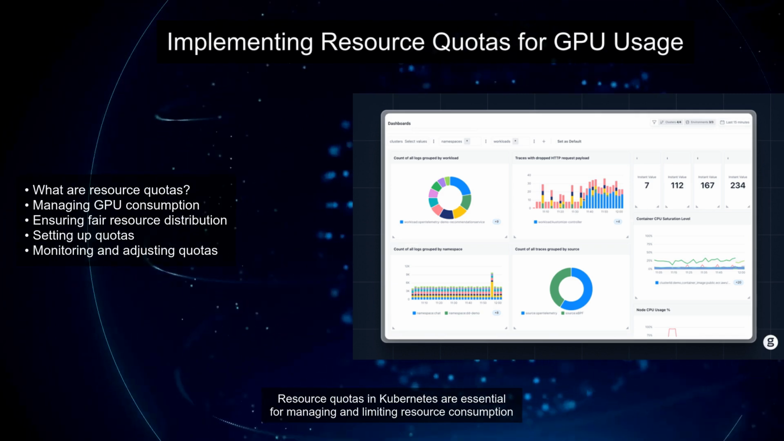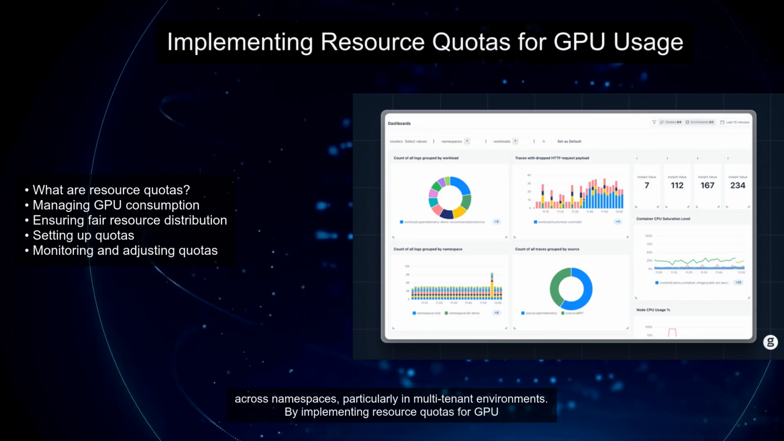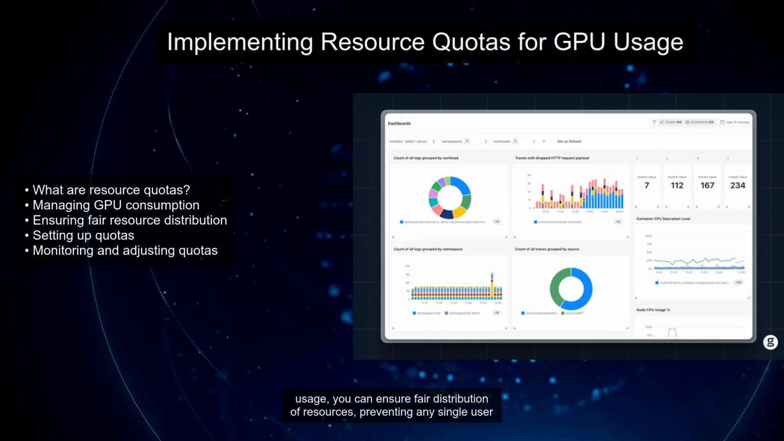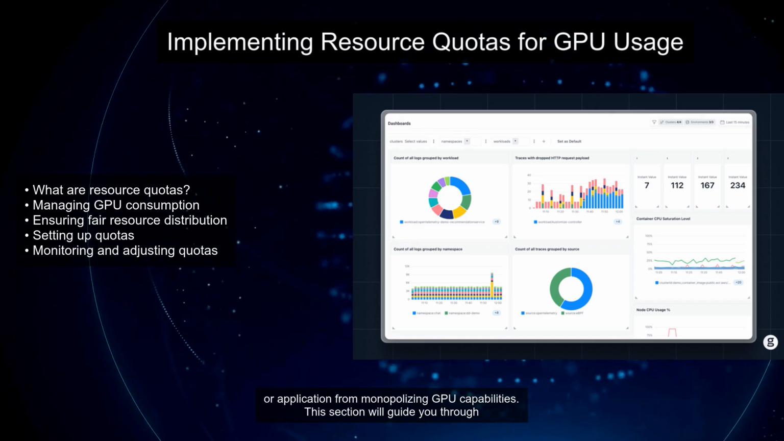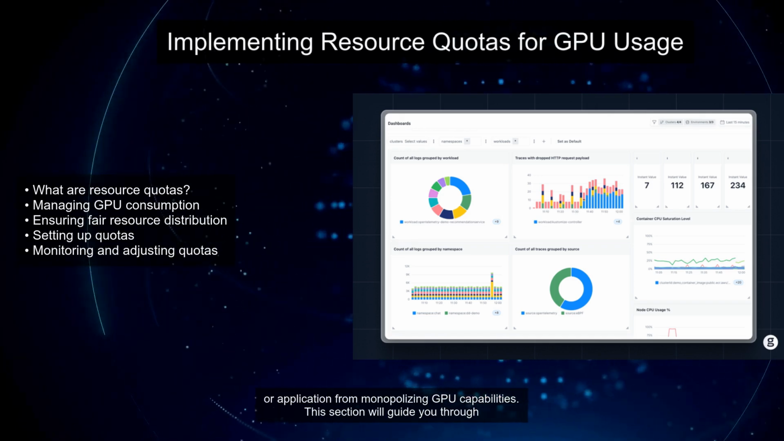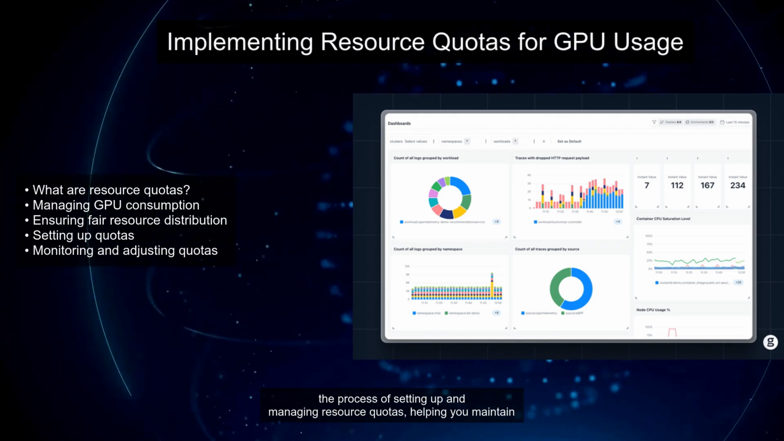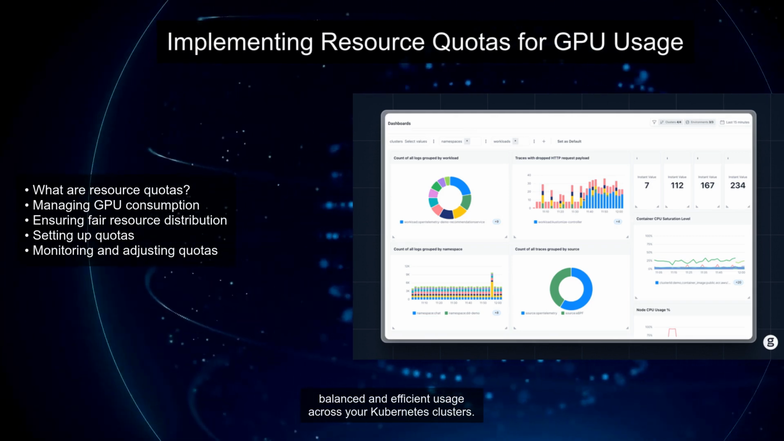Resource quotas in Kubernetes are essential for managing and limiting resource consumption across namespaces, particularly in multi-tenant environments. By implementing resource quotas for GPU usage, you can ensure fair distribution of resources, preventing any single user or application from monopolizing GPU capabilities. This section will guide you through the process of setting up and managing resource quotas, helping you maintain balanced and efficient usage across your Kubernetes clusters.